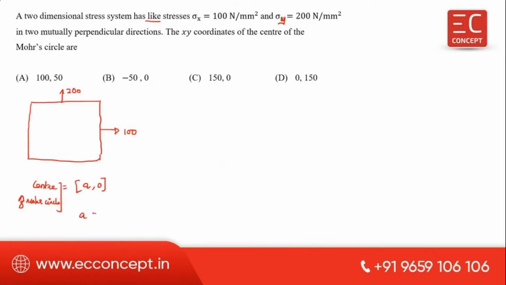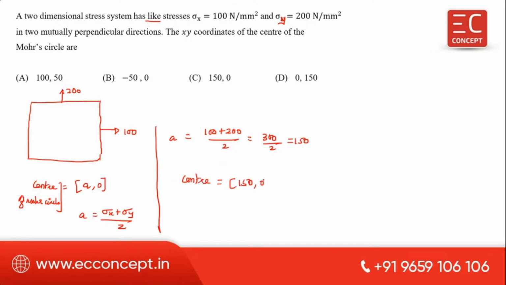So now A is equal to sigma x plus sigma y divided by 2. So A is equal to, what is sigma x? 100 plus 200 divided by 2 is equal to 300 divided by 2 is equal to 150. So this is the answer. A is equal to this one. Therefore, center is equal to 150 comma 0. So answer for this question is C.